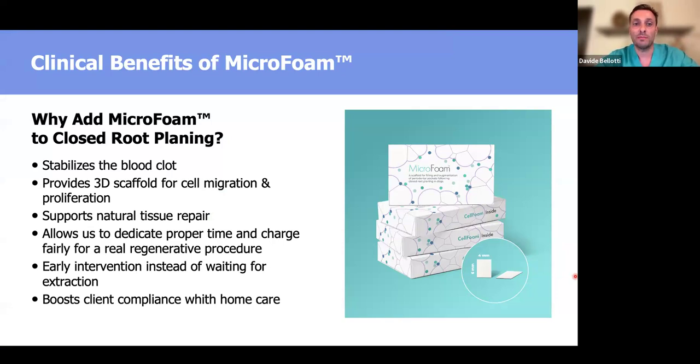What's the clinical benefit of MicroFoam? Why should we add MicroFoam to closed root planing? To stabilize the blood clot, and it provides a 3D scaffold for cell migration and proliferation. It supports natural tissue repair. It also helps us, and that's, I think, one of the most important things, to dedicate proper time and charge fairly for a real regenerative procedure. So we can do an early intervention instead of waiting for extraction. This will also boost client compliance with home care.